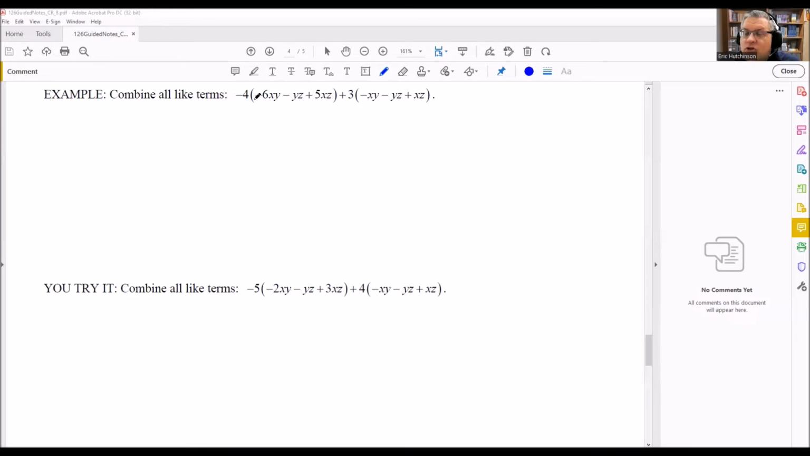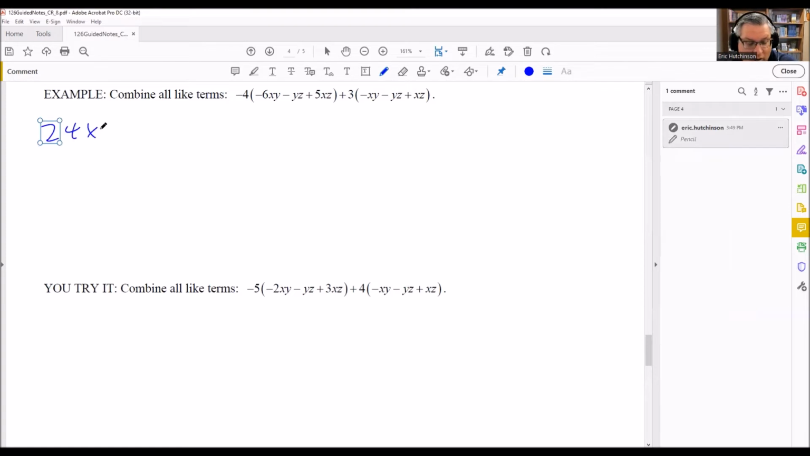So for this problem, the first thing we must do is eliminate the parentheses by distributing. So we're going to multiply by -4. -4 times -6 is a positive 24 xy. And then I have a -4 times the yz, so that's going to be a +4 yz. And then I have -4 times the 5 there, -20 xz.